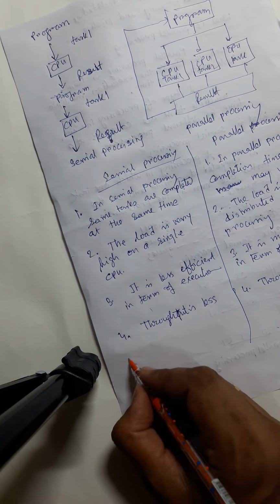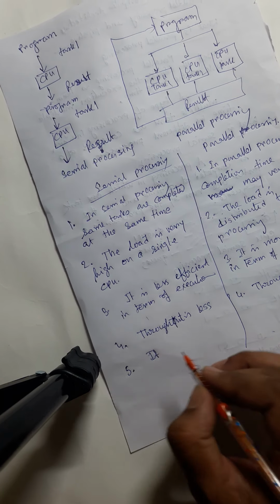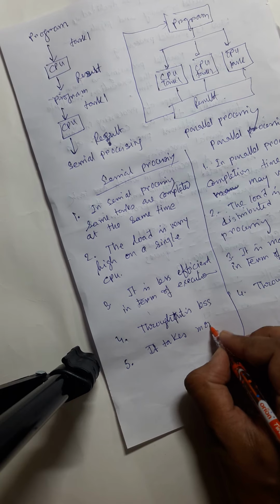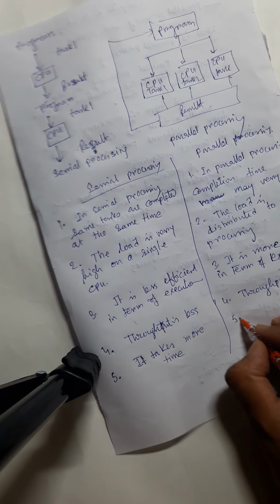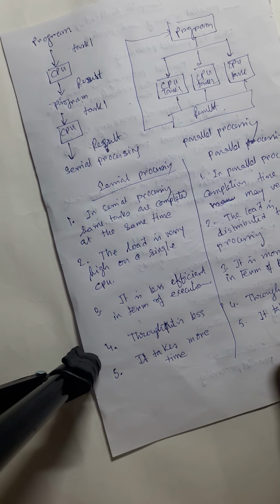Next, serial means it takes more time. It takes more time. Parallel takes less time.